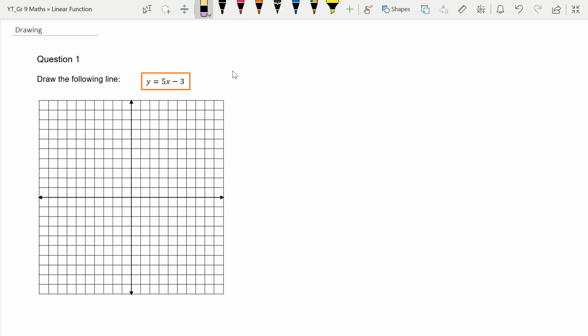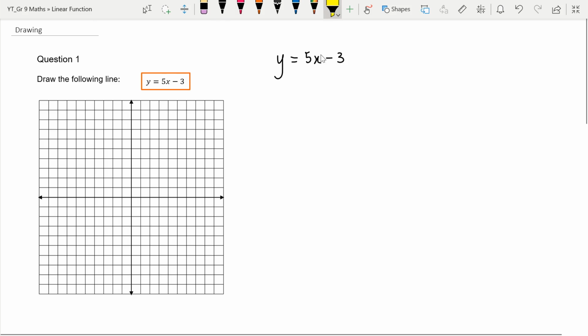In this lesson, we are going to be looking at two examples of drawing our straight line graph. Now, you need to identify that y is equal to 5x minus 3. You must be able to identify that as a linear function, that we would be able to draw as a straight line graph. If you don't, I suggest that you watch the videos before this one. That's part of this section.